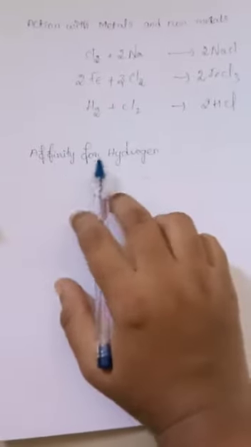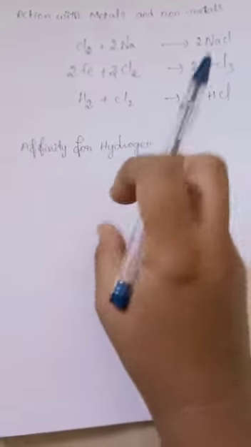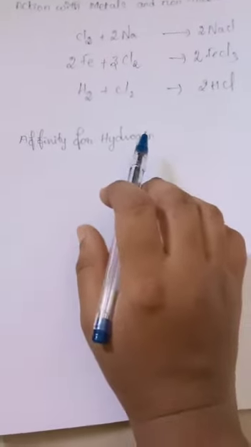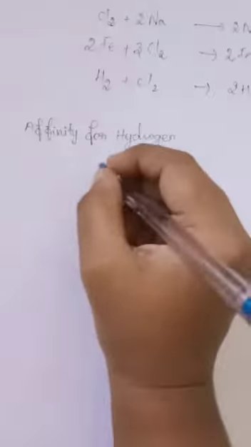Next, affinity for hydrogen. Chlorine has a high affinity for hydrogen and attracts the hydrogen towards itself. Let me see about this chemical property. When burnt with turpentine, it forms carbon and hydrochloric acid. What is the formula for turpentine?